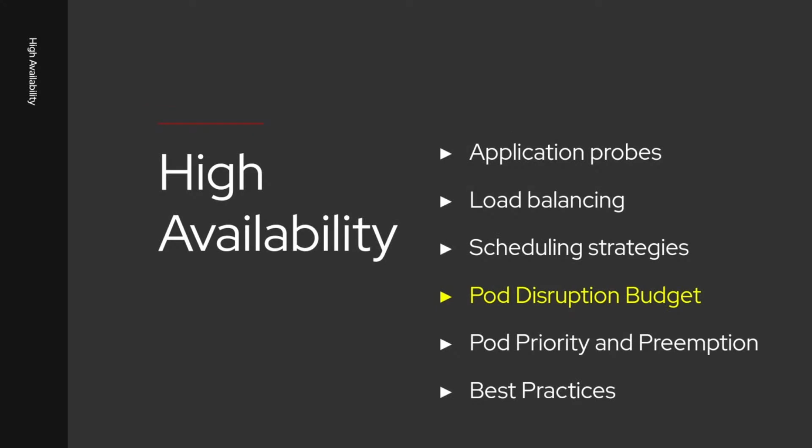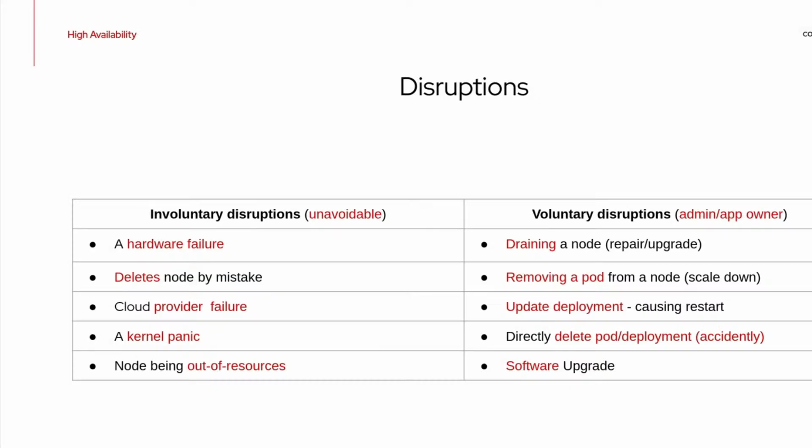Now let's take a look at different disruptions and how we can deal with them. Before discussing pod disruption budget, let's understand what is a disruption. Pods do not disappear until someone, a person or a controller, destroys them, or because an unavoidable situation occurs. Disruptions are of 2 types.